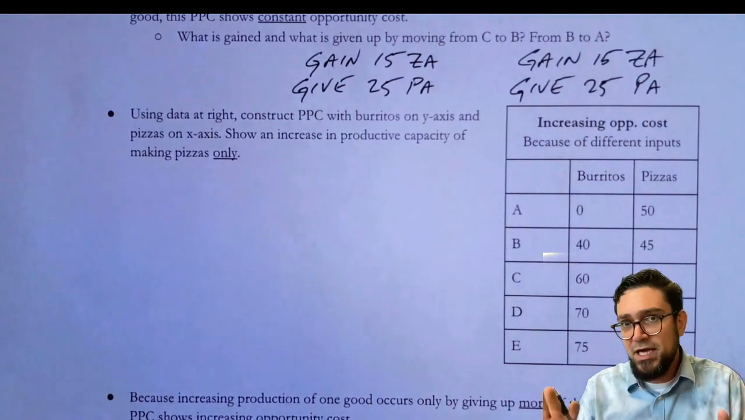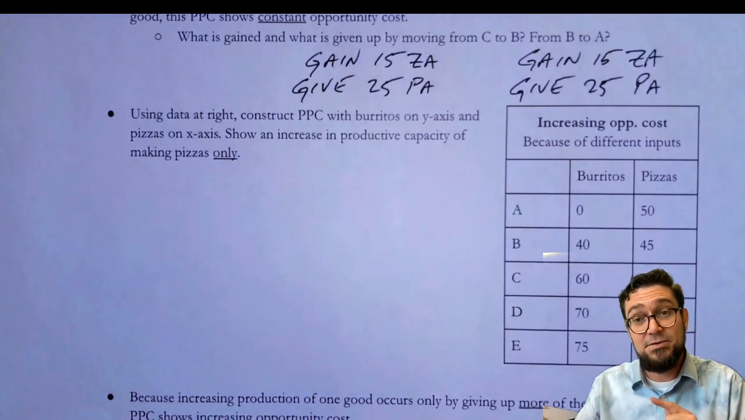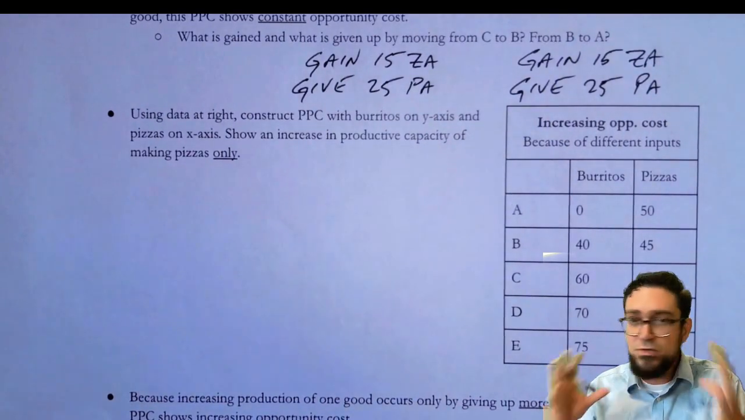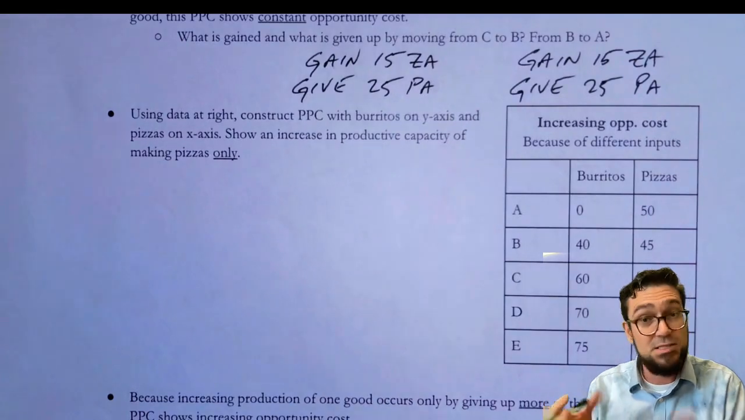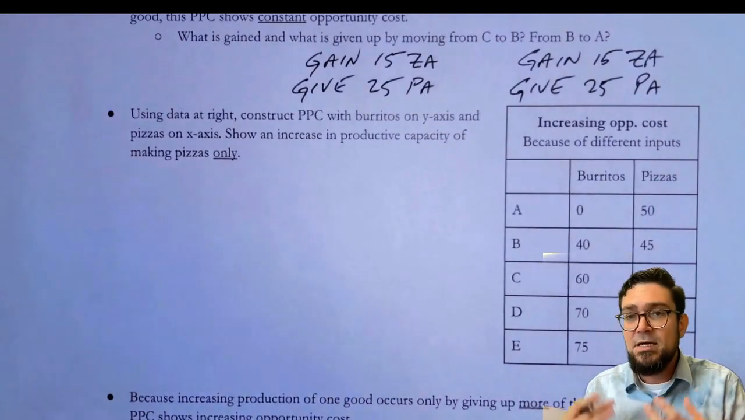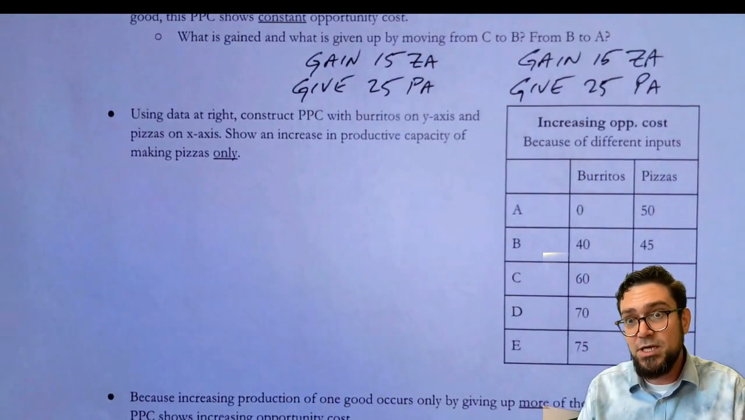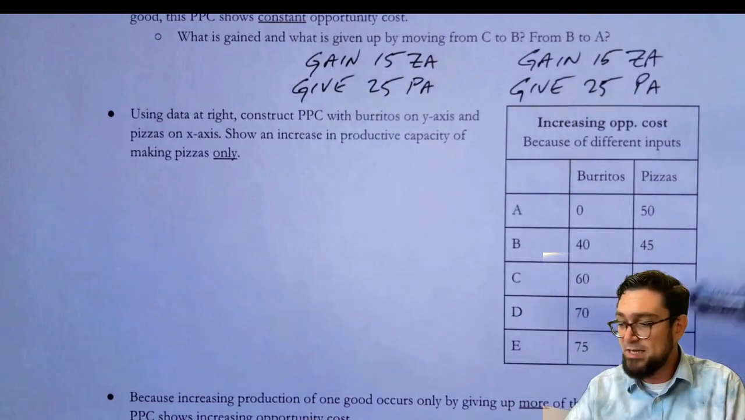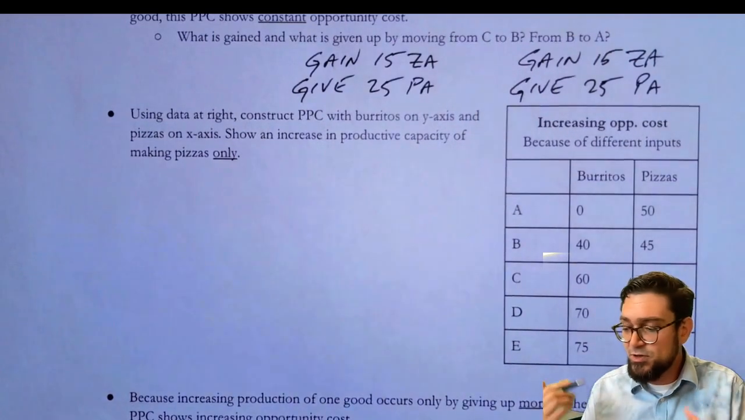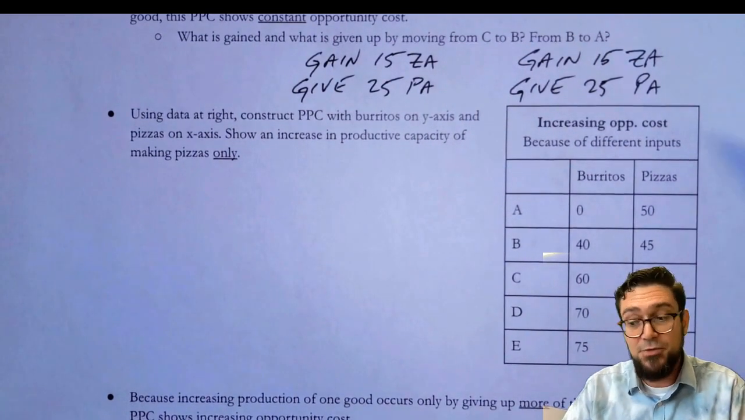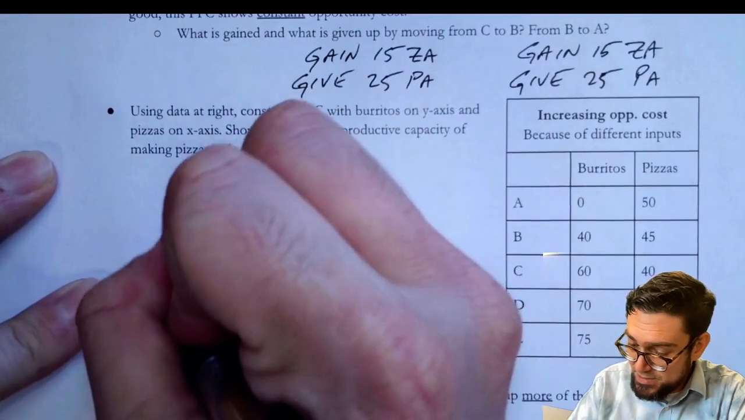Now, in no case will you ever give up less and less amounts, right? It doesn't work that way. So you only ever are going to have constant opportunity costs, which we just looked at, which is a straight line. The ratio stays the same. Or you're going to have increasing opportunity cost, where as you continually produce more, say, pizzas or more burritos or whatever, you're going to give up larger and larger amounts of the other thing. So let's construct this one and see what it looks like.